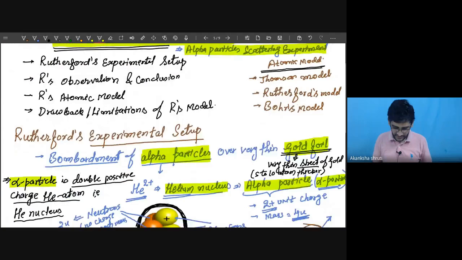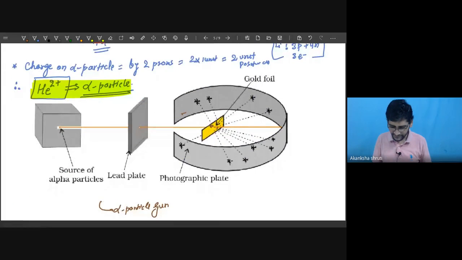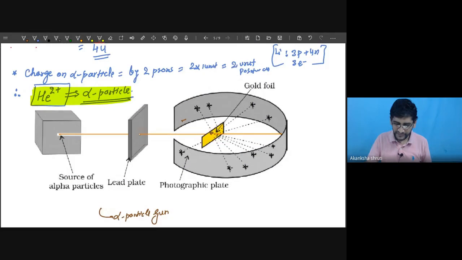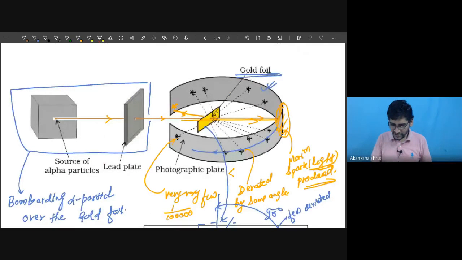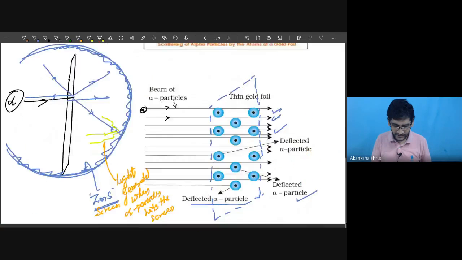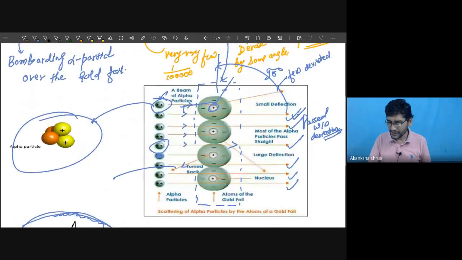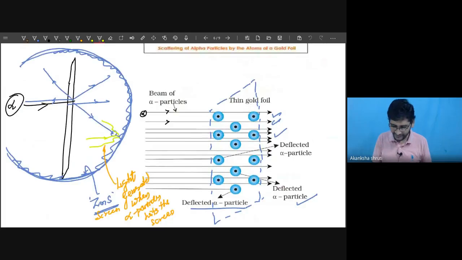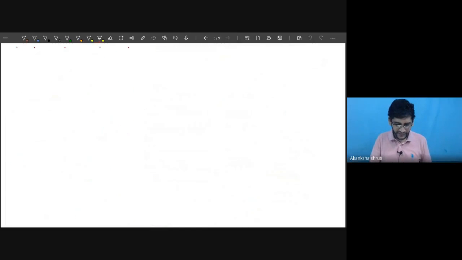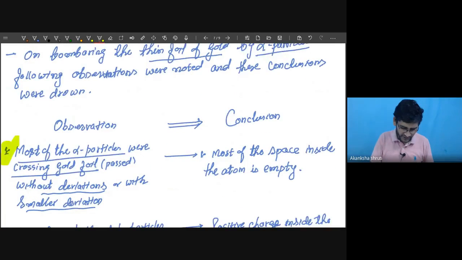So this scattering experiment was carried out with the help of alpha particle. So what is alpha particle? How was this setup? What was the purpose of each of the component in this setup? That I have also explained. Then what was the observation: most of the alpha particles passing as it is, some were deflected and very few were returning back even. So from that, the three important observations were given. So these are the three important observations.